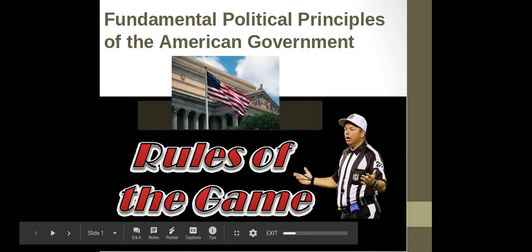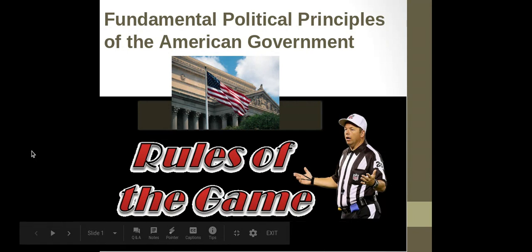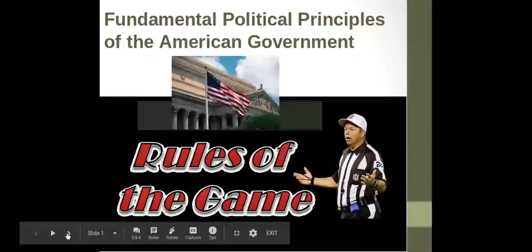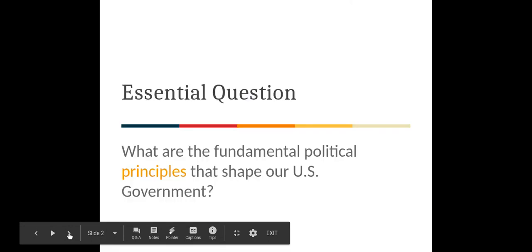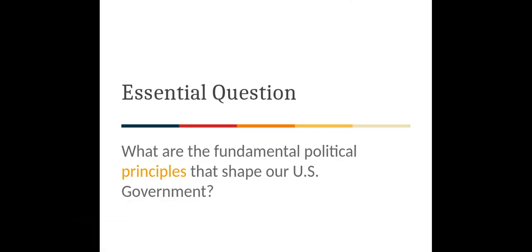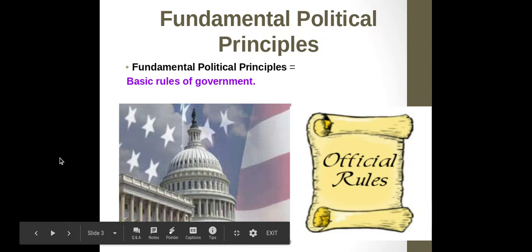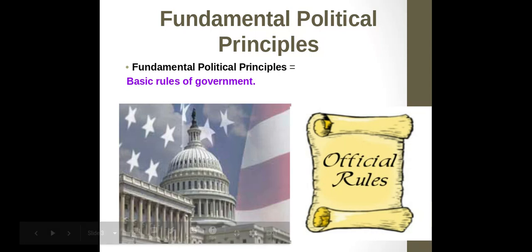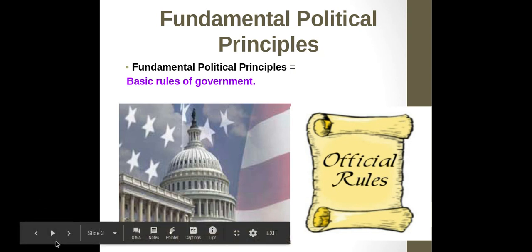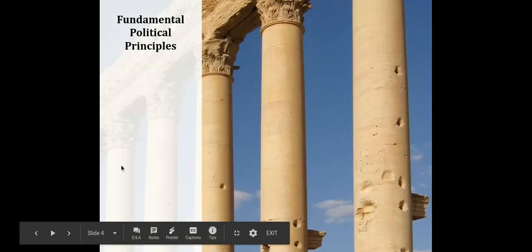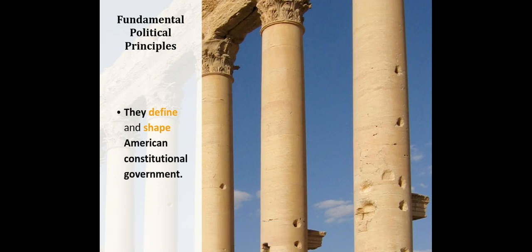Okay, today we're going to be looking at the fundamental political principles of our American government. This is kind of like the overall rules that both people and government have to follow. Right? So we're looking at how these principles define and shape our U.S. government. And as we said, we can think of these as like the basic rules of the game. All right? And there are 5 key rules that we're going to be looking at. And these 5 key rules, overall, they define and shape American constitutional government.